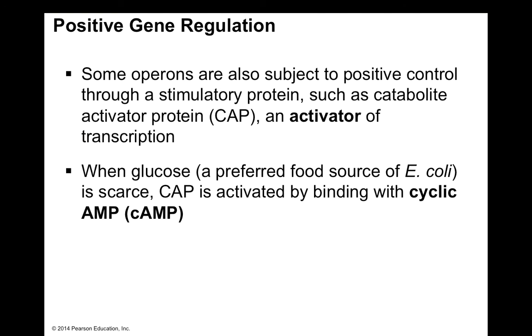So the opposite of a negative regulation would be positive regulation. This is a mechanism to promote or activate transcription. Sticking with the lac operon, let's look at the catabolite activator protein, or CAP for short. As the name says, this protein is used to activate transcription of the lac operon. CAP works in conjunction with another molecule called cyclic AMP, or cAMP for short.